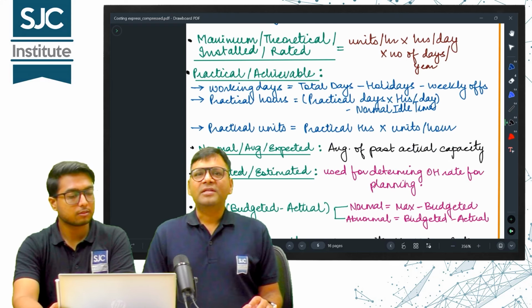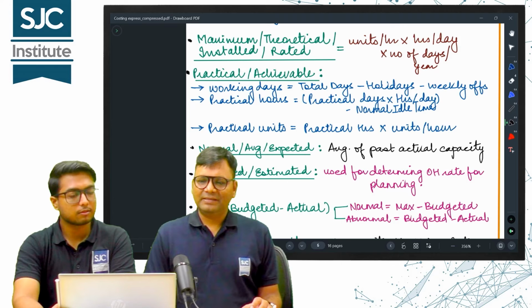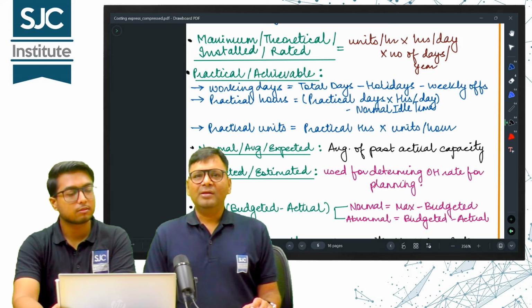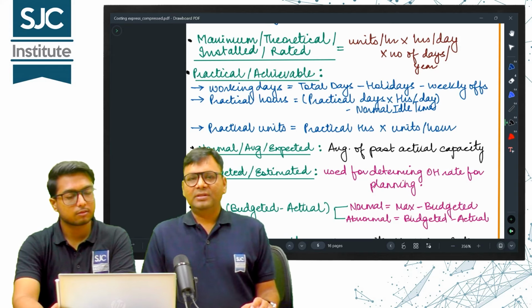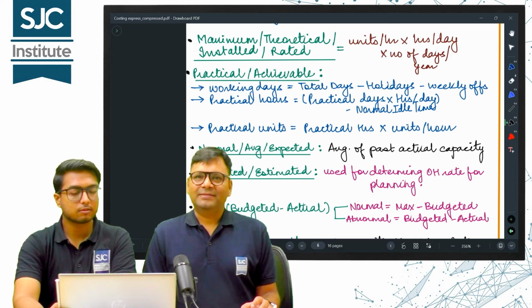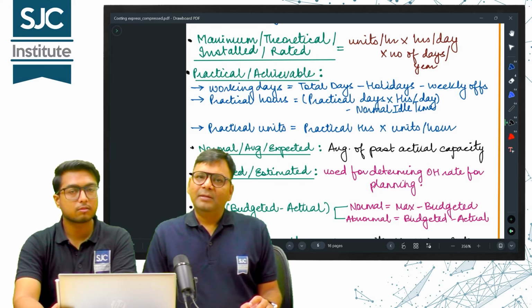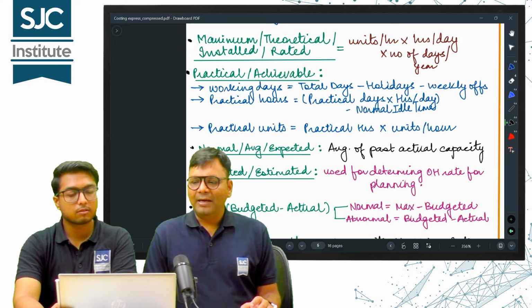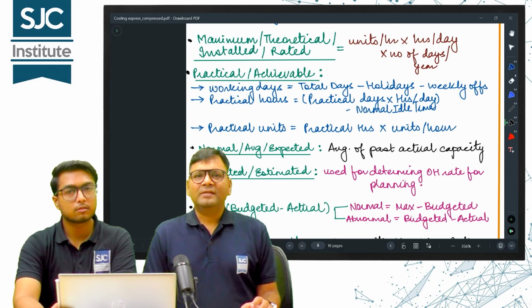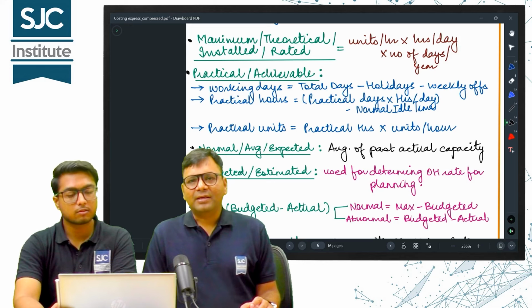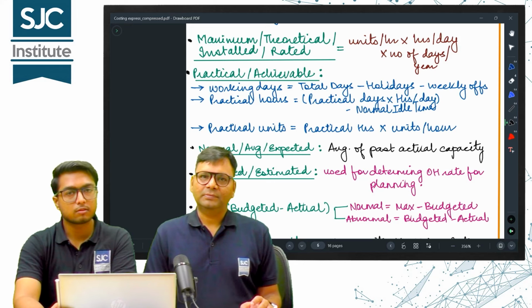Next is practical or achievable capacity. When we compute this, we compute by taking 3-step calculation. Number 1, working days calculation, which is also called as practical days. Practical days are equal to total days minus holidays minus weekly offs. Then there is practical hours, which is equal to practical days multiplied by hours per day. Then we subtract here normal idle time or maintenance time. Then there is practical units, which is equal to practical hours multiplied by units per hour.